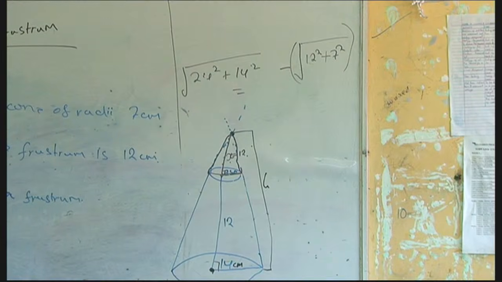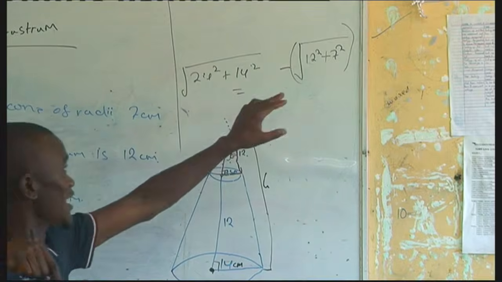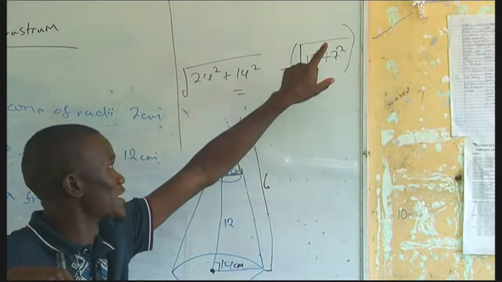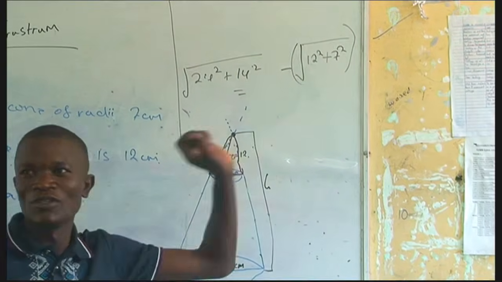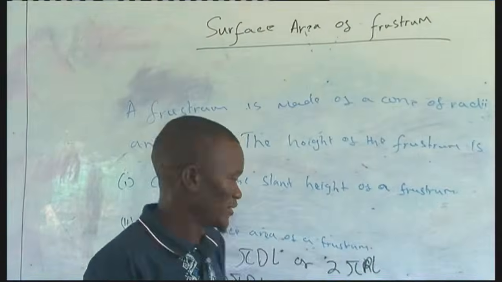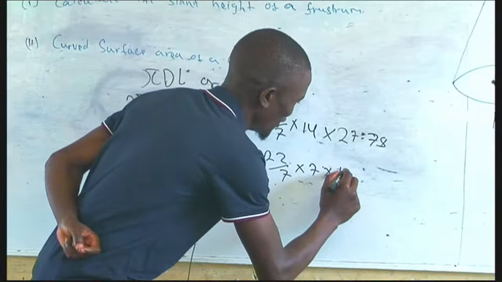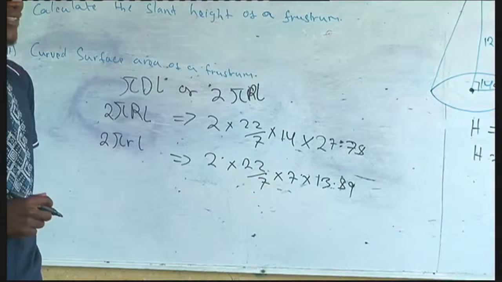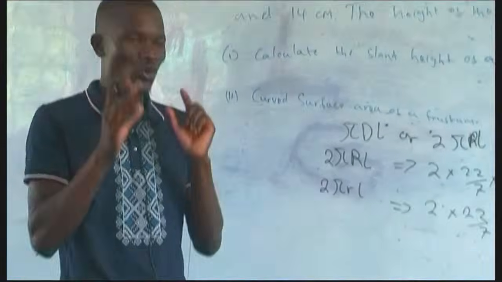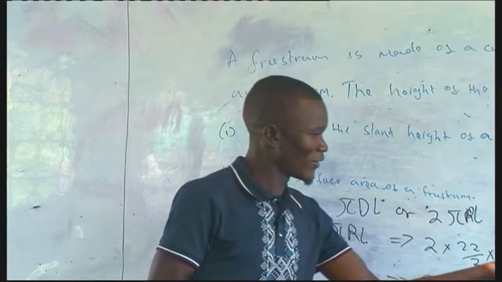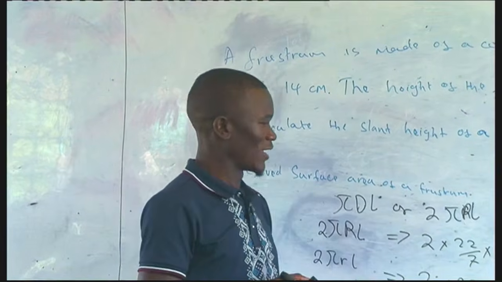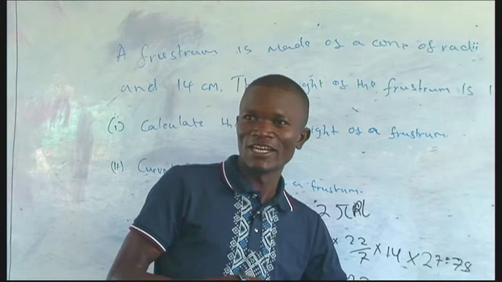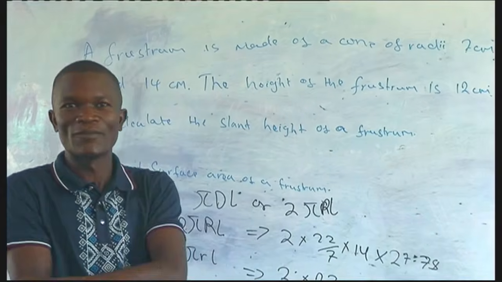You can also get the slant height: 12 squared plus 7 squared, then you get the square root. 13.89. Now, class, we have to calculate the curved surface area here. That will be the answer.